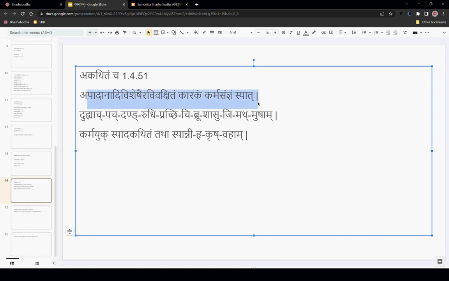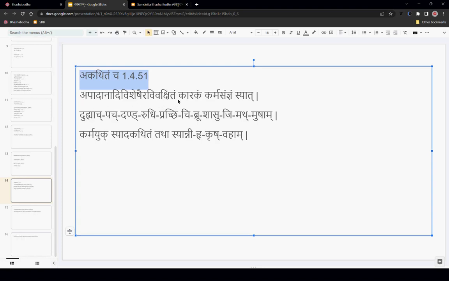So that is the explanation which is given by this first line in the Kaumudi. This is not a sutra, this is the Kaumudi explanation. So this is the sutra: akathitam cha. Sutra means what? Ashtadhyayi sutra. It just says that. And this is the commentary, the Kaumudi. What it says: apadanadi visheshaihi avivakshitam karakam karma sanjnam syat. Then it gives this list of the dhatus and their equivalents. So akathitam cha means what?